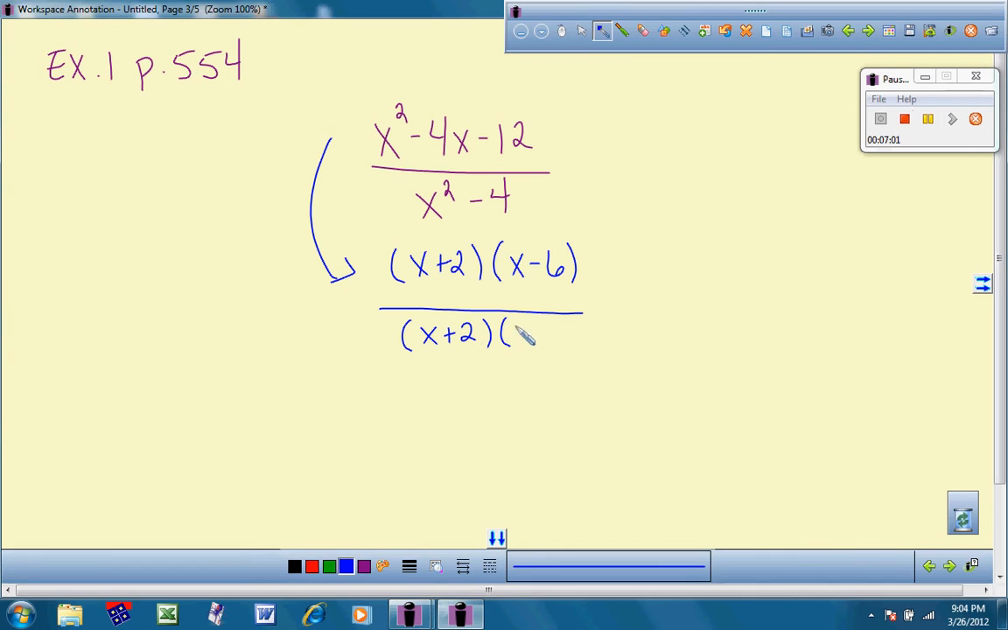and x minus 2. Since I have operations of multiplication in between my factors, I can go ahead and cancel out any common factors. What I'm left with is going to be your final answer of x minus 6 over x minus 2.